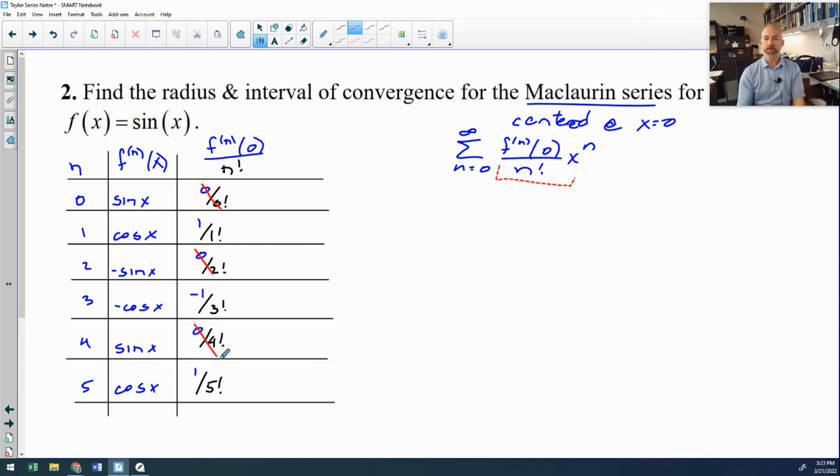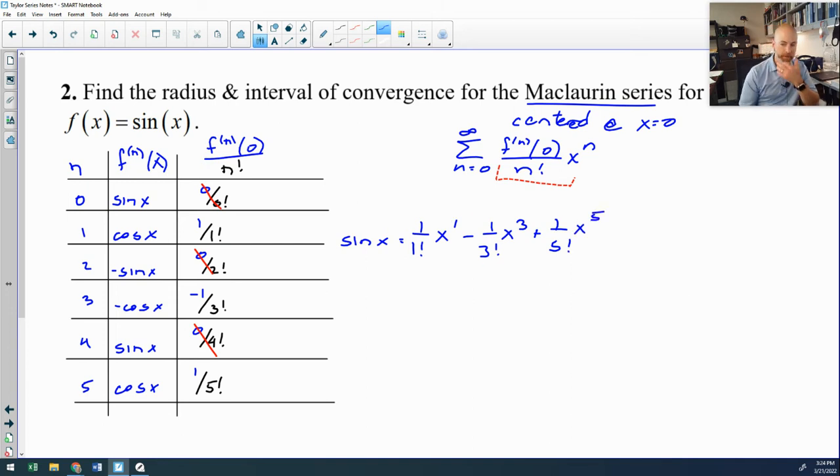I'm noticing now if I look at my polynomial, I can expand it and it will be written as 1 over 1 factorial times x to the first, minus 1 over 3 factorial times x to the third, plus 1 over 5 factorial times x to the fifth. And I see my pattern. I'm going up by odd powers, and it's 1 over something factorial times x to that same power, by the odds. So the next one's going to be minus 1 over 7 factorial, x to the 7th, plus so on and so forth.